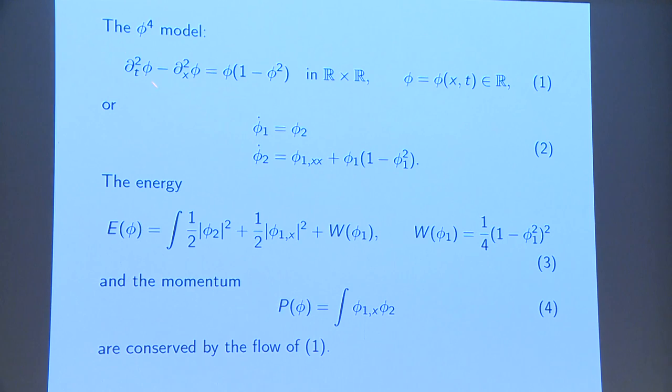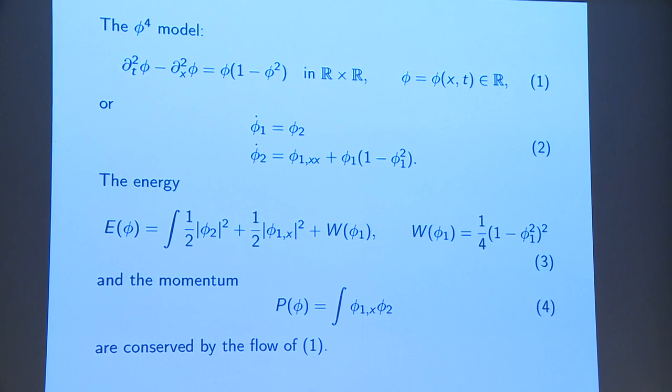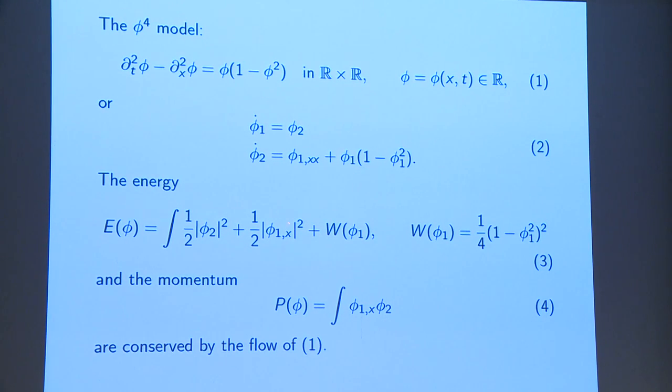Sometimes it is convenient, and I use it often, to write the model as a system, and then I will abuse the notation: phi is sometimes a scalar and sometimes a vector. It's obvious that this equation has two conserved quantities that are very important, the energy and the momentum, and they both play a role in what I will say in a deep way. As for the energy, I just put here W, which is a quartic polynomial. And this is where the name phi-4 model comes from.